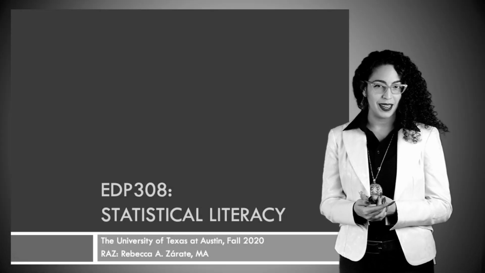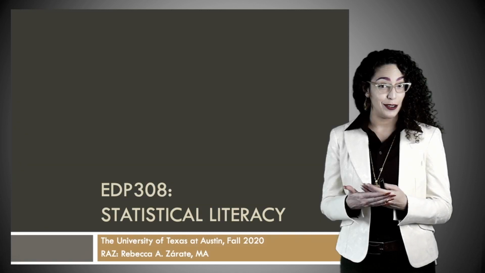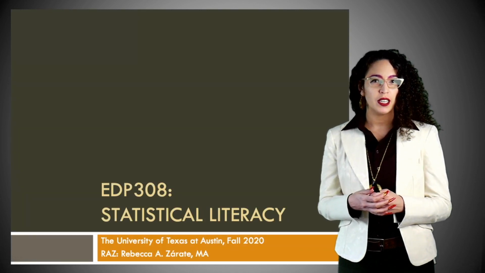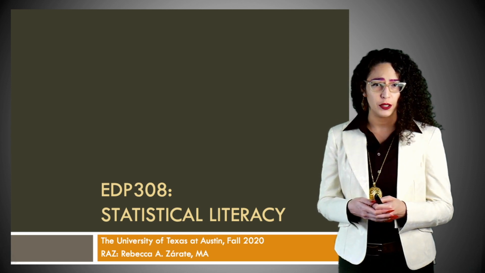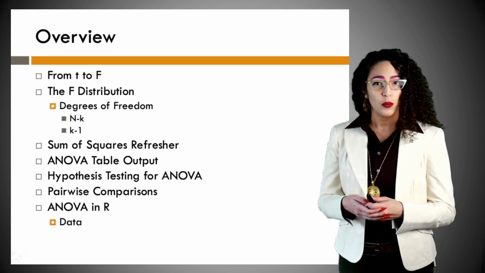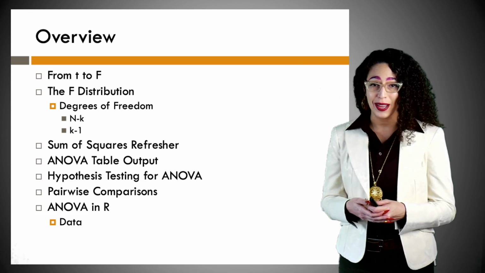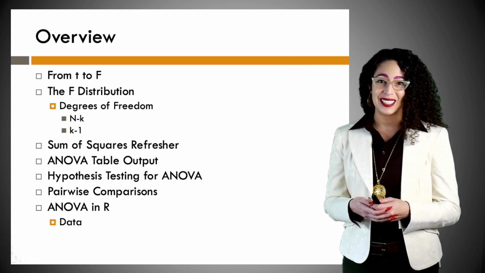Now that we know some of the logic behind the analysis of variance in ANOVA, let's actually look at some examples, look at some output, and practice our interpretation. So without further ado, let's get into it. We are going to go from T to F and look at the F distribution.